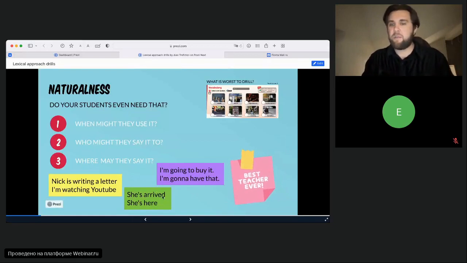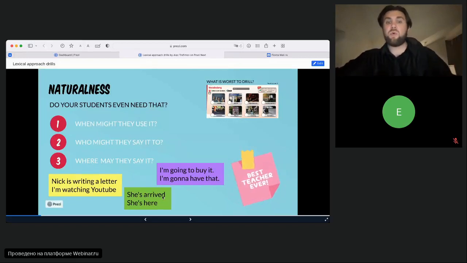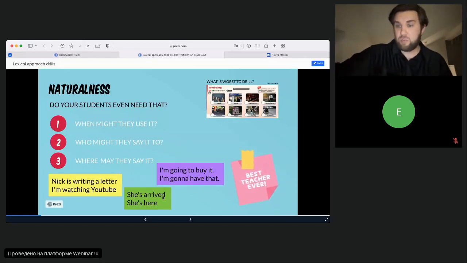This is an example for the naturalness according to the level of the students, right? So imagine that we are teaching A2 students, and it's no use to teach them "she's arrived." They don't need it on this level. "Arrive" is quite formal and not so frequent as "come," for example, right? So "she's here" will be a really nice one to teach, a more natural one according to the level of the students. "I'm going to buy it." "I'm going to have that."